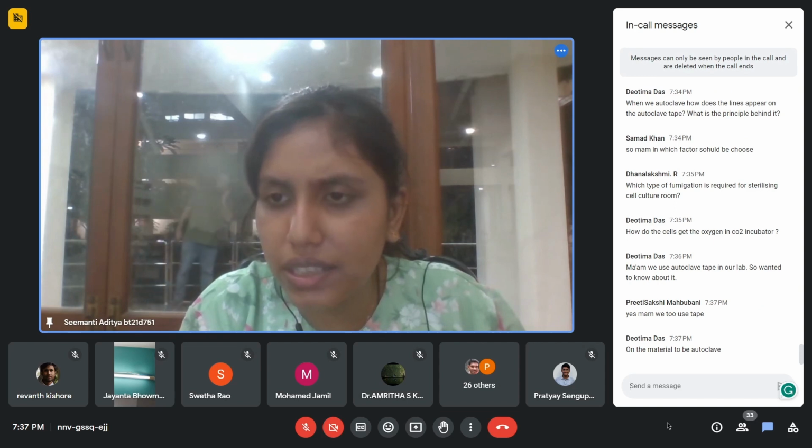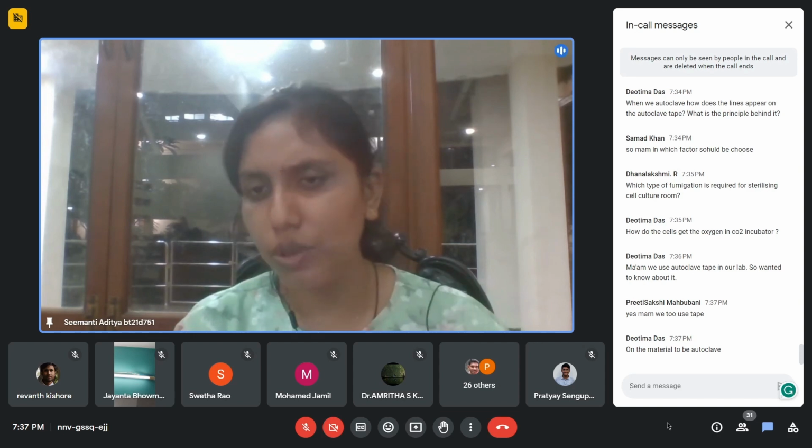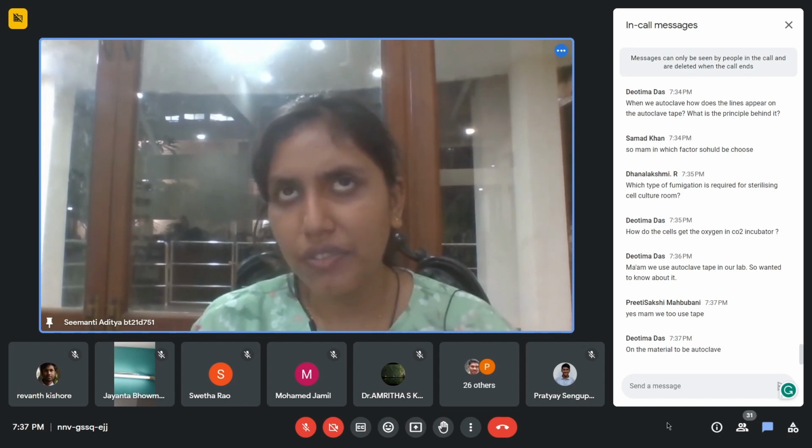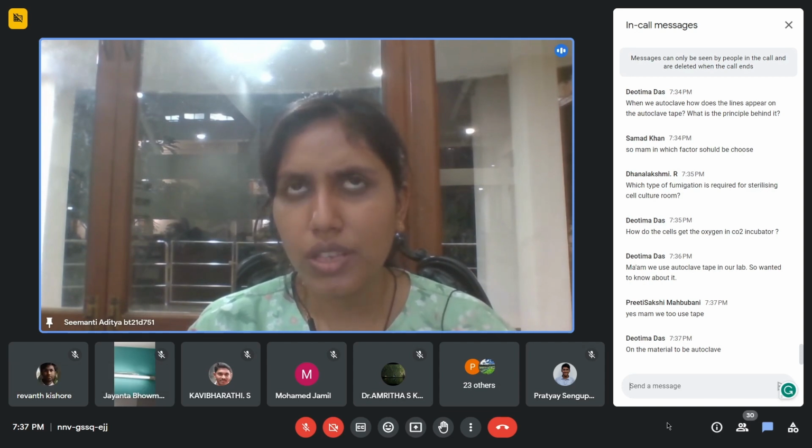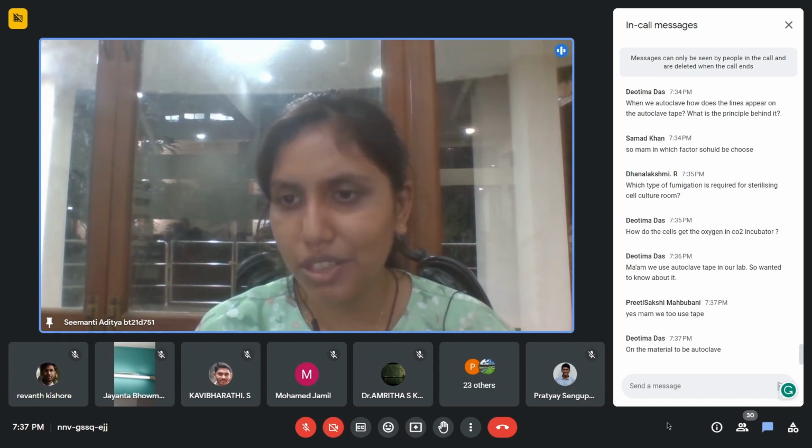How do the cells get the oxygen in the carbon dioxide incubator? This I have to check. I am not very sure. I think from the water only. The water that is present will have H plus and OH minus, and those OH might get converted to oxygen. I am not sure about it. I have to check. I'm really sorry.